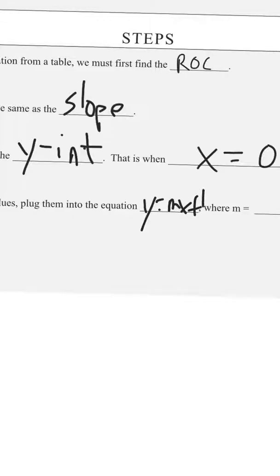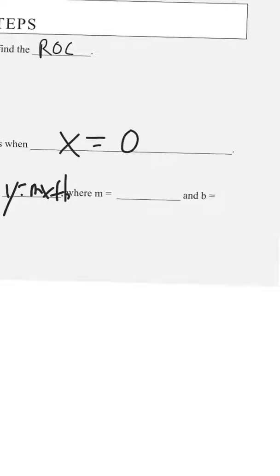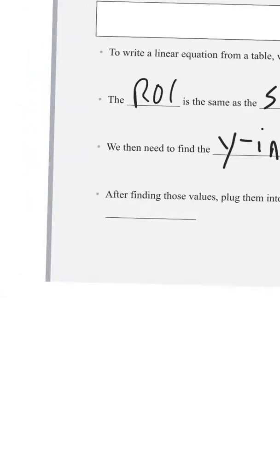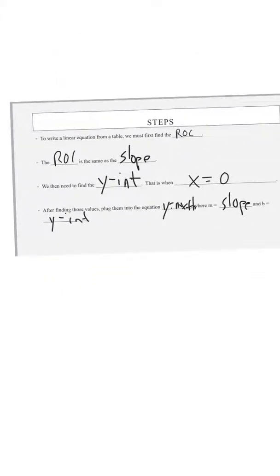Right? After we find the slope and y-intercept, you want to plug it into y equals mx plus b. Right. M obviously stands for our slope. B stands for the y-intercept. And that is y equals mx plus b, called slope-intercept form because it involves the slope and the y-intercept.